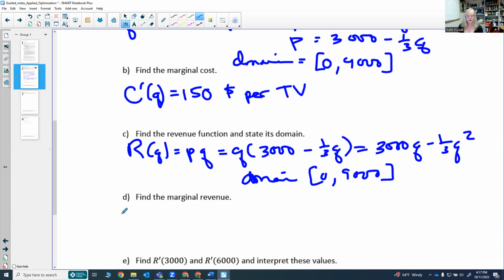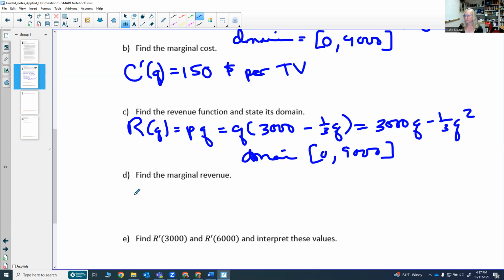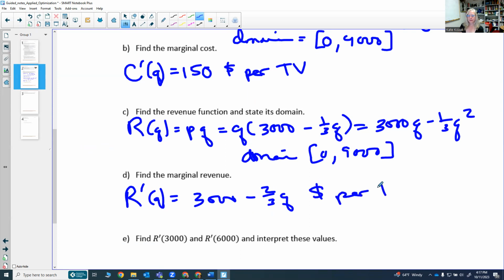Now I want to find the marginal revenue. The marginal revenue is R prime of Q, the derivative of R. So that would be 3,000 minus 2/3 times Q, and again, dollars per TV.